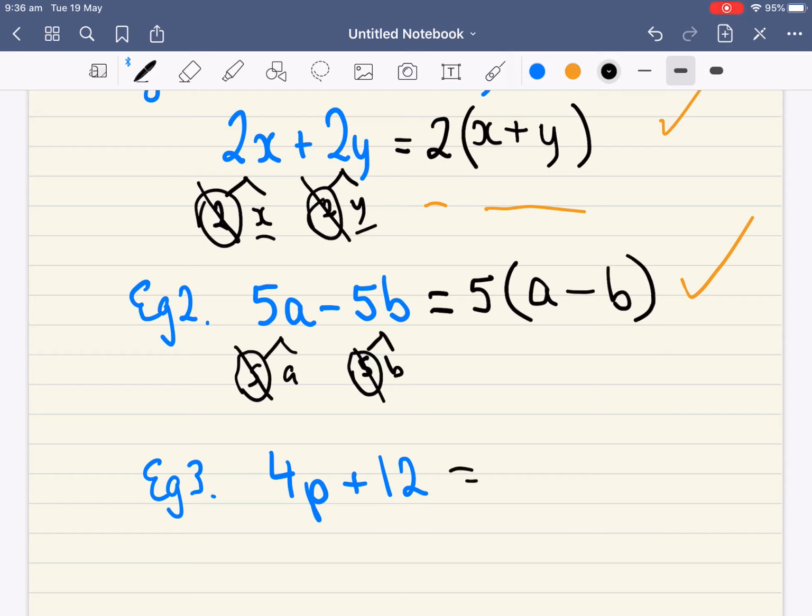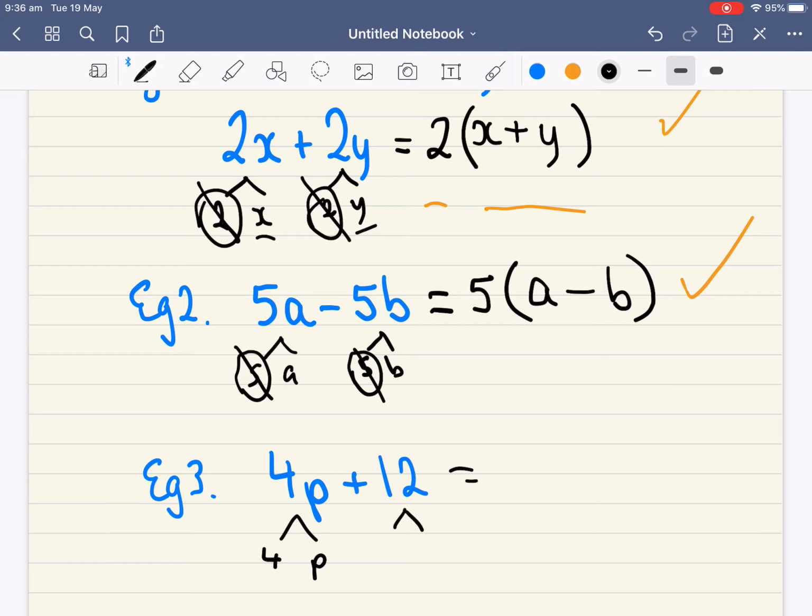So we want to think about 4p and 12, what's the common factor? And if you're okay with your times tables, a lot of you might be leaning towards the number 4 already, which is great because that is our highest common factor we can take out. But let's look at 4p firstly. What are two factors of 4p? Well, 4p could be broken up into 4 times p.